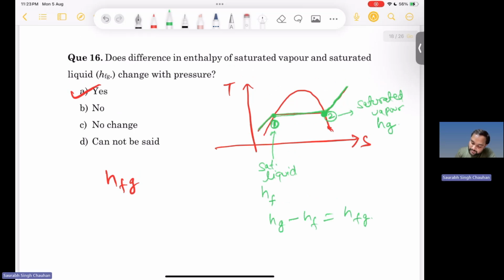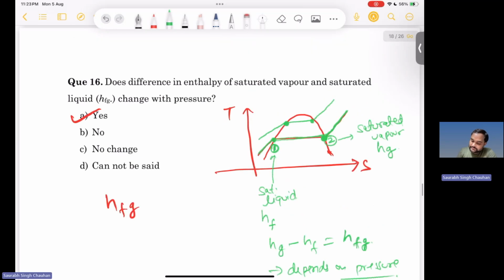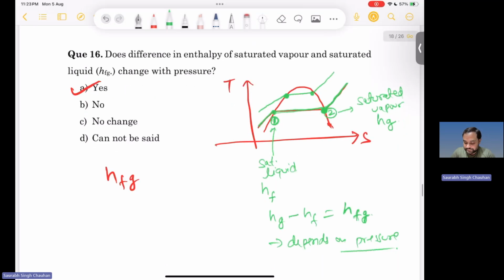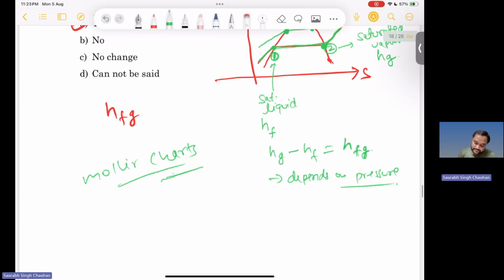If you make some other isobar, then you will get some other points, then this Hfg will change. So this thing depends on pressure. So option A should be correct. Or you can check Mollier charts. Mollier charts are basically enthalpy entropy charts.